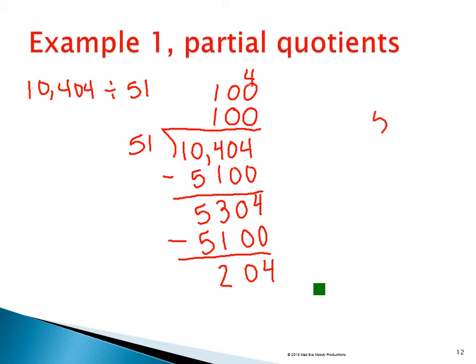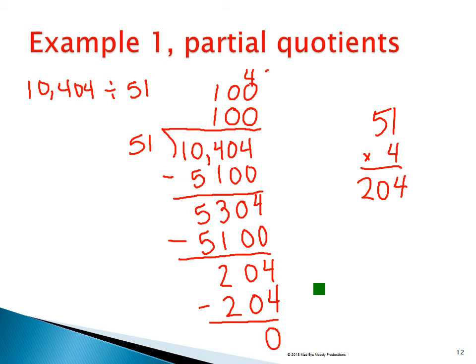And 4 times 51, which I can do over here, is actually 204. So there is no remainder here. I can use all of my dividend to go into the groups evenly. And then what I have is partial quotients, 100, 100, and 4. Well, if I add all of those together, I get 204, and that tells me the answer to my problem. That is the quotient. The quotient is 204.